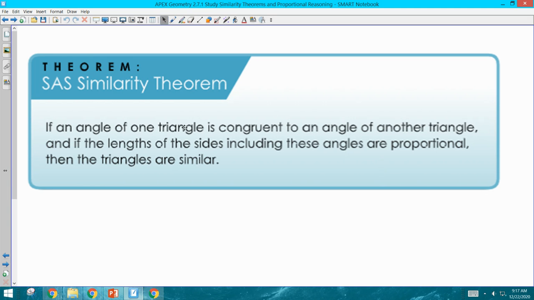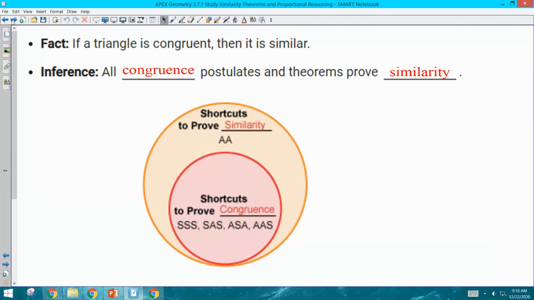If an angle of one triangle is congruent to an angle of another triangle, and if the lengths of the sides including these angles are proportional, which means, again, the two scale factors are equal, or the two fractions are equal, then the triangles are similar to each other. A quick fact: if the triangles are congruent, then they are similar. So all congruent figures are similar figures, but not all similar figures are congruent figures.